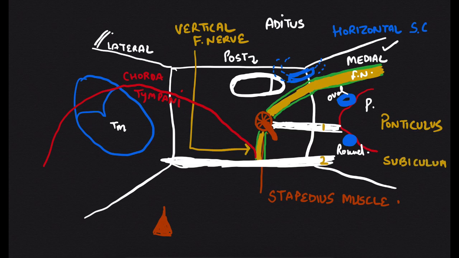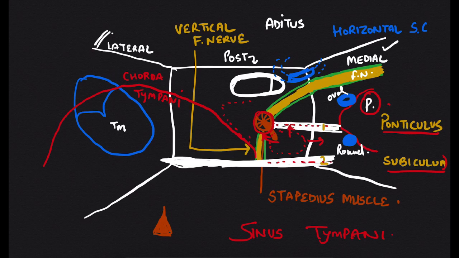Now if you see, these structures encircle an area. This is a depression actually. This depression is also called the sinus tympani. It is guarded laterally by the pyramidal eminence, superiorly by the ponticulus, medially by the promontory, and inferiorly by the subiculum. This is the most common area for recurrence of the cholesteatoma, because this is one of the hidden areas of the middle ear. We cannot completely see or access this area.